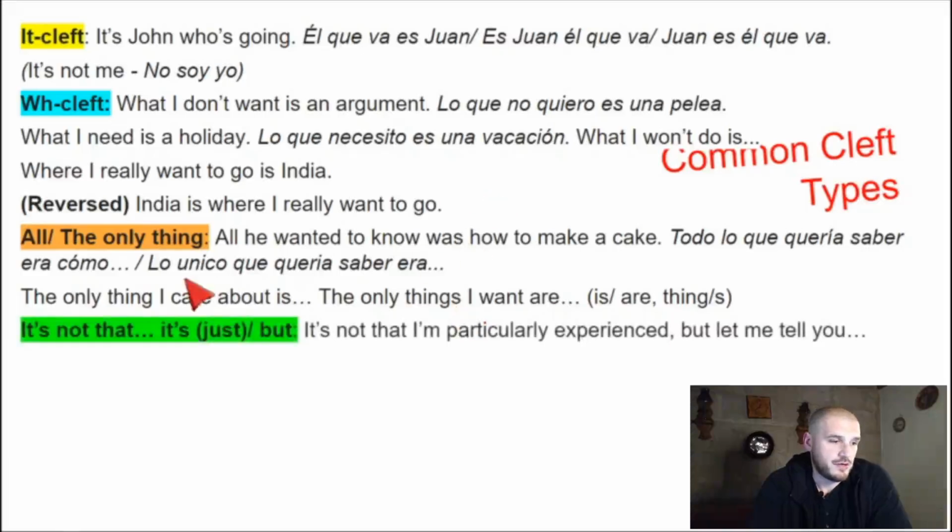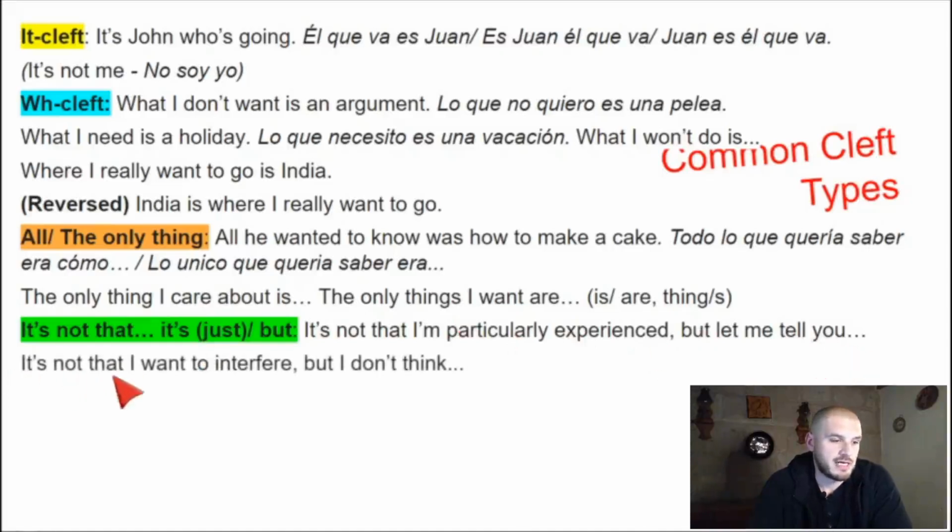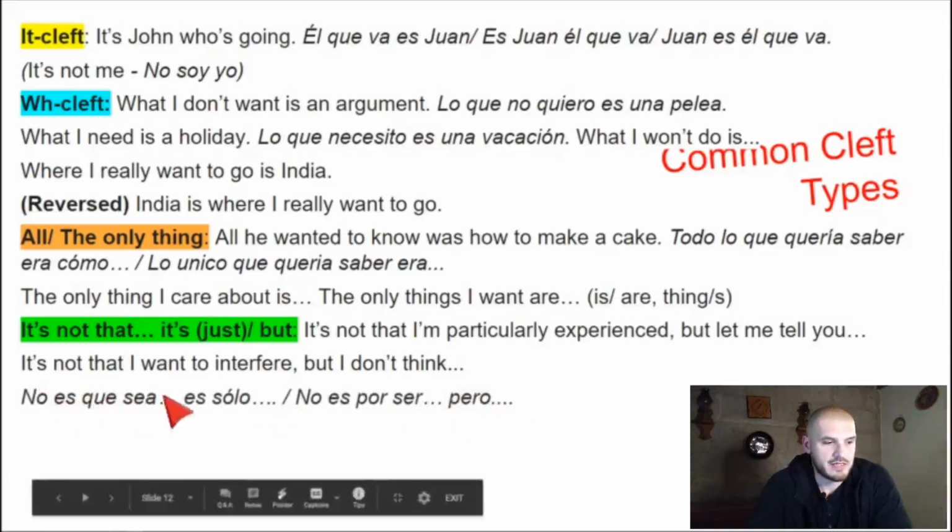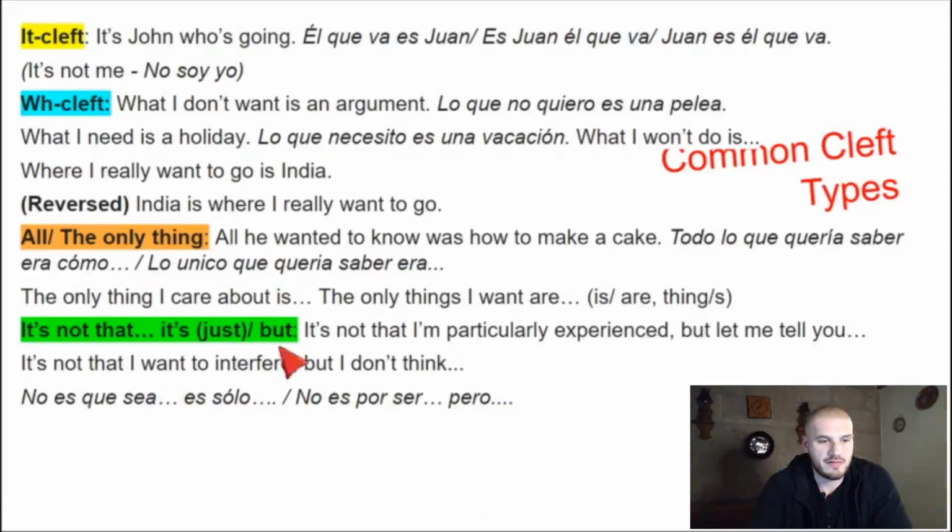The other cleft type you can use is, it's not that X, it's something else. So, for example, it's not that I'm particularly experienced, but let me tell you. Okay, no es que sea yo muy experimentado, pero déjame decirte. Or, no es que quiera interferir, pero no creo. It's not that I want to interfere, but no es que sea, no es por ser, y luego pero, no es que sea, y luego es solo. No, these are cleft sentences, different organizations.